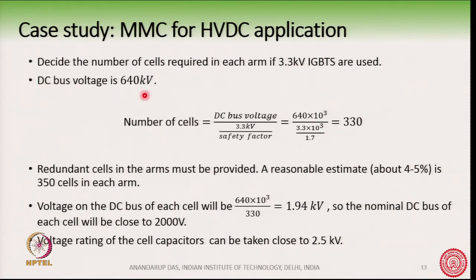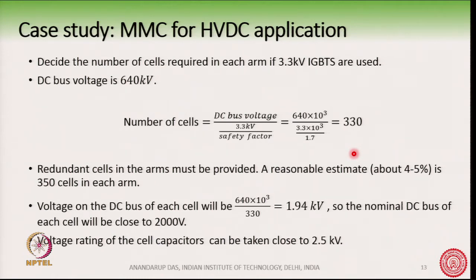Now, the DC bus voltage is around 640 kV. So, the number of cells we can choose as the DC bus voltage divided by 3.3 kV, with a safety factor, which gives us about 330 cells if we use 3.3 kV IGBTs. We have taken a safety factor of about 1.7 in this equation.